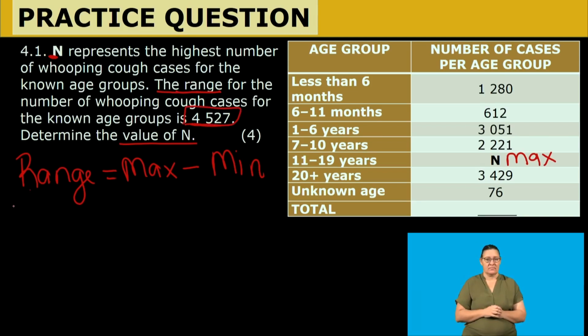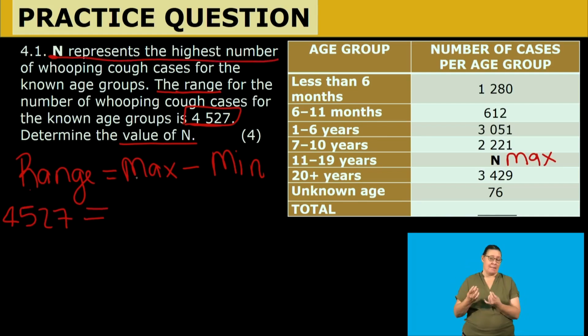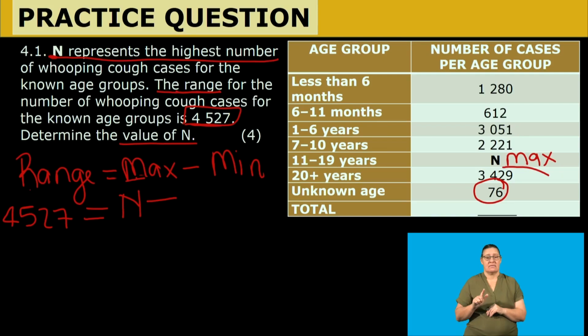So when you see range, you will write 4,527 equals to. They say N represents the highest number, meaning it represents the maximum. So where I see the maximum, I will write the value of N minus. So if N is the maximum, what is the minimum value? If N is the maximum, what is the minimum? Then the minimum, the lowest value is 76. So we'll say N minus 76.